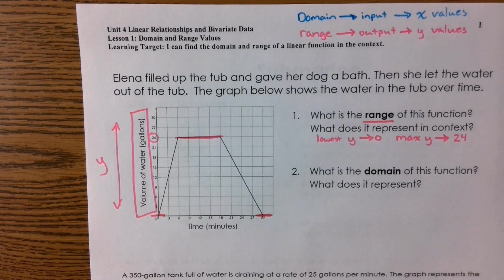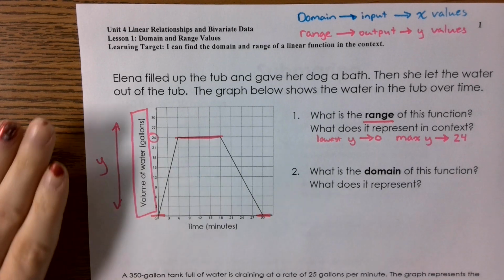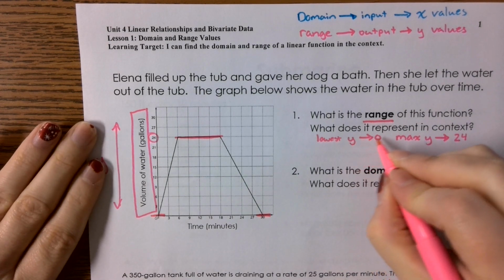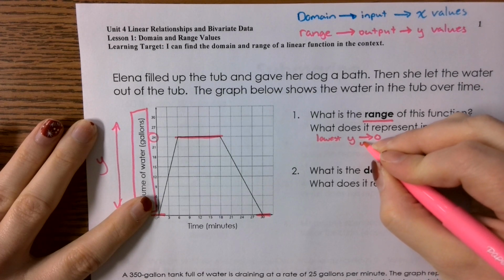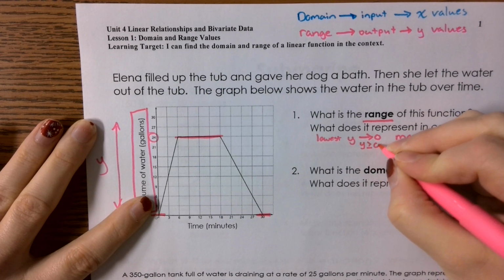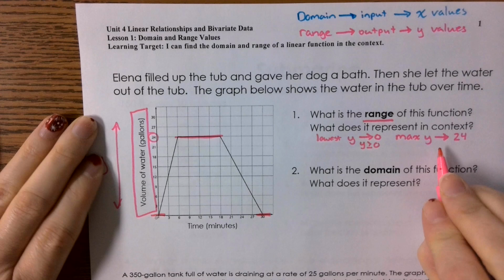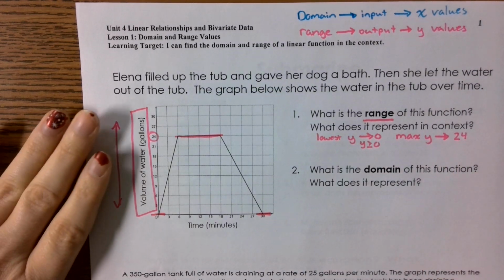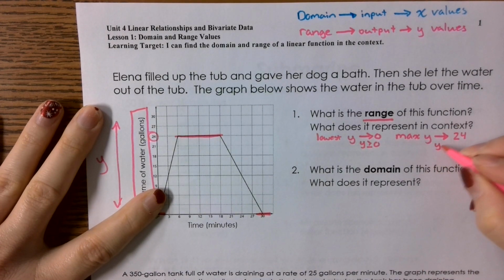Now, because it's a range of values, an interval of values, we're going to use inequalities to represent that situation. When we're saying that the lowest point is going to be 0, that means that y can be greater than or equal to 0. When we're saying the maximum amount that our y can be is 24, we're saying that y can be less than or equal to 24.